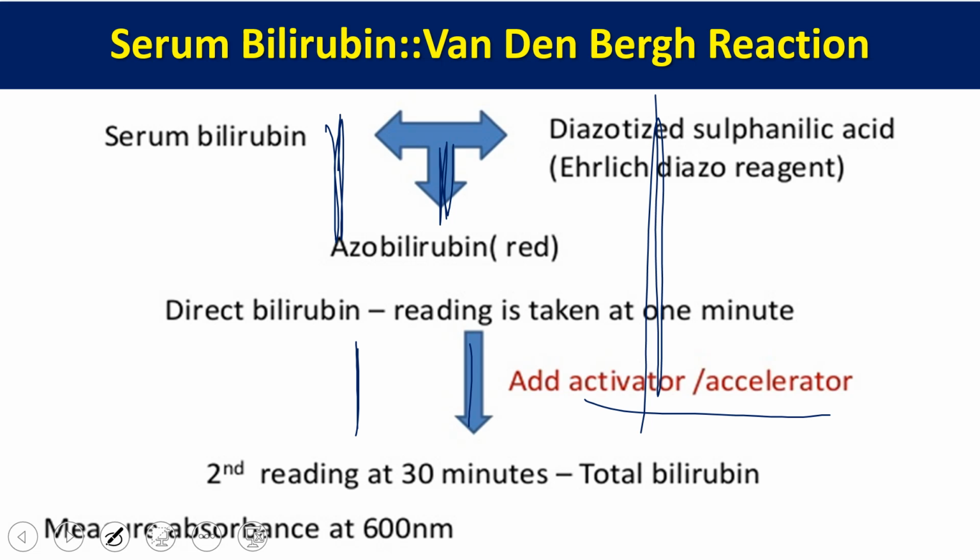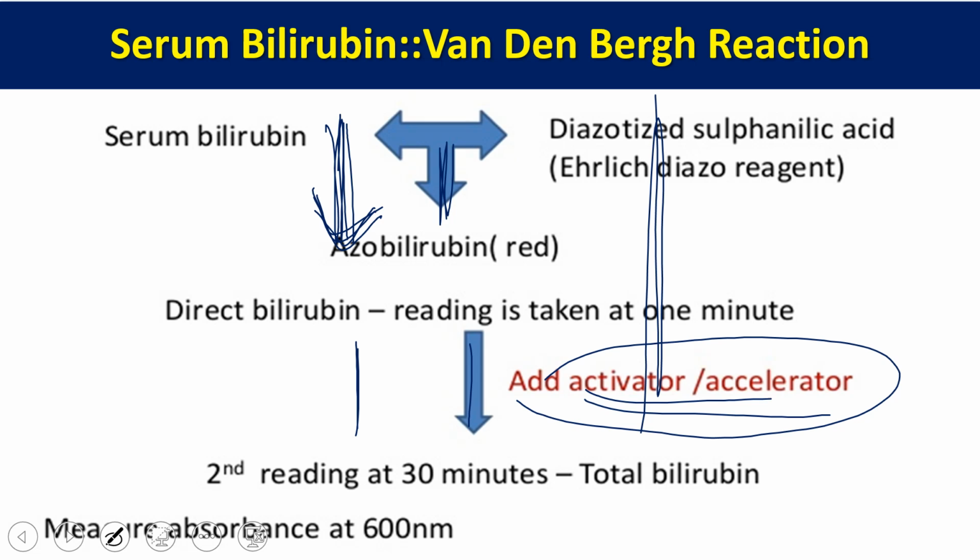So when we are having only this color production, and after the addition of accelerator no color is intensified, it means only conjugated bilirubin was there. If so, we are going to have only this one, which means only direct reaction. This is called direct reaction without the involvement of any activator. So direct reaction means conjugated bilirubin.